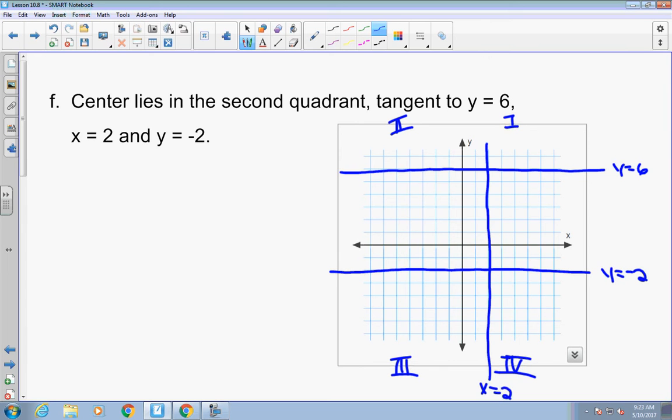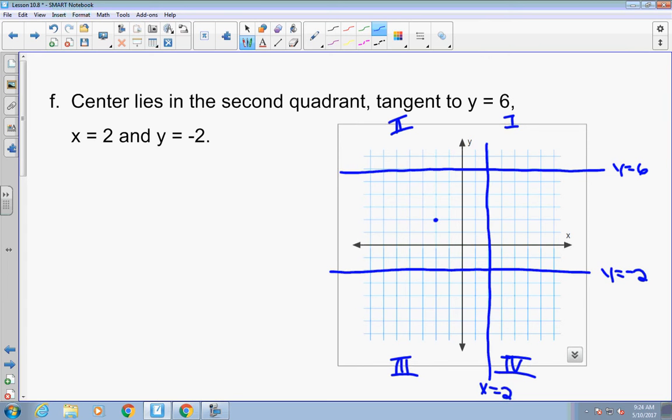Now my circle is going to have the center in the second quadrant, and it's going to be tangent to all 3 of those lines. So what I need to do is figure out what my radius is. I need to look at the distance between these 2 parallel lines. That's the diameter, right? 1, 2, 3, 4, 5, 6, 7, 8. So my diameter is 8, which means my radius is 4. So I need to go over 1, 2, 3, 4, and down 1, 2, 3, 4. That gives me 4 as a radius here, here, and there.